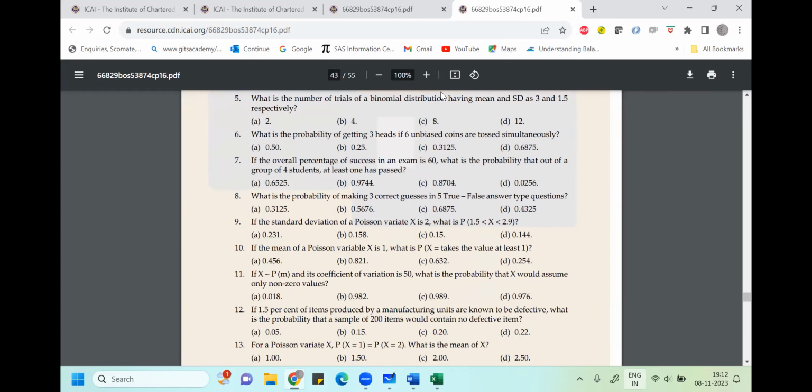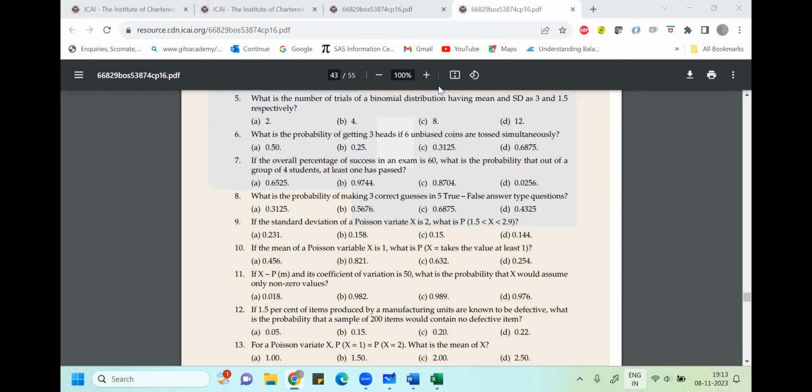Question number 7. Try question number 7. If the overall percentage of success in an exam is 60%, means your probability of success would be 0.6, failure would be 0.4. What is the probability that out of 4 students, at least one passes?